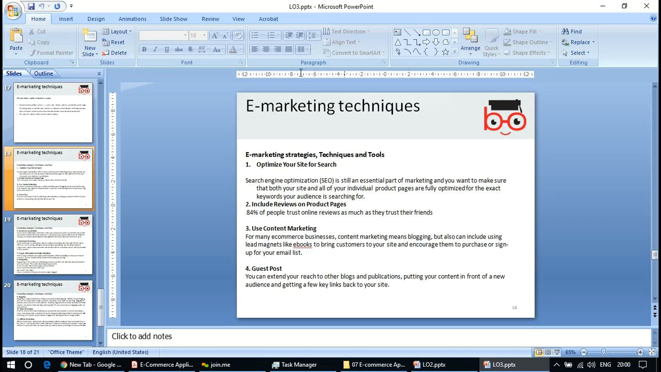Use content marketing. Content marketing is trying to give more and more content on blogs, maybe brochures, booklets, and they would help you, but electronically. Magazines, newsletters, guest posts. You try, on different forums, to introduce your product.